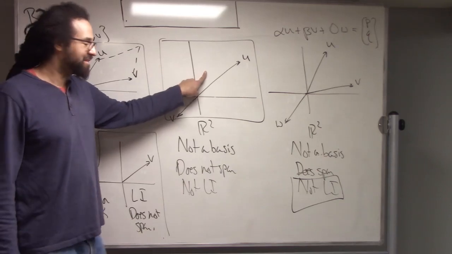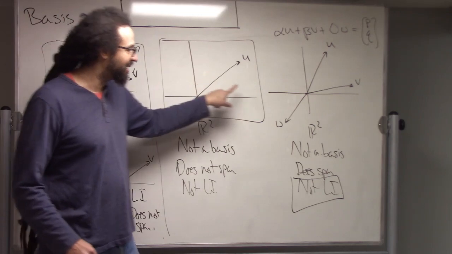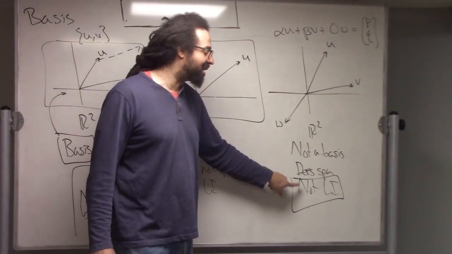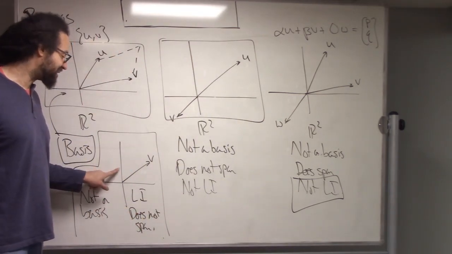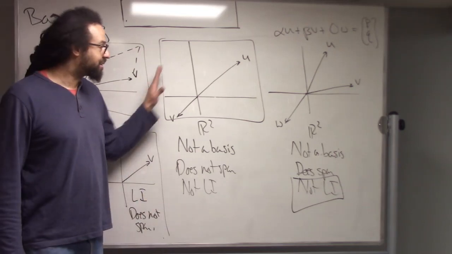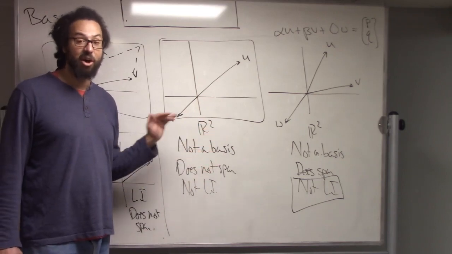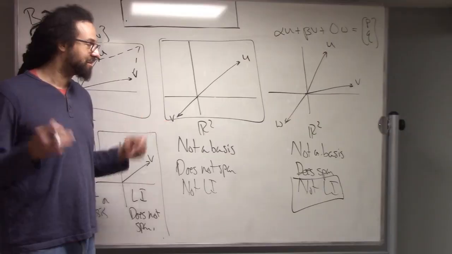This is not a basis. It's neither a spanning set nor is it linearly independent. This thing is not a basis because it does span, but it is not linearly independent. And this thing is not a basis. It is linearly independent, but it does not span. So think about this geometry when you're working through problems, especially in R2 and R3, because you can actually visualize those spaces.